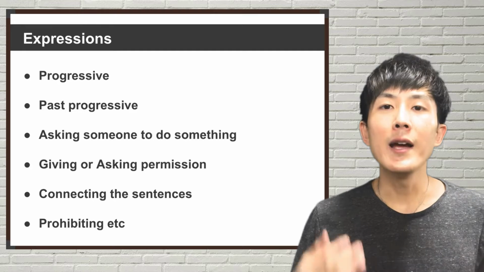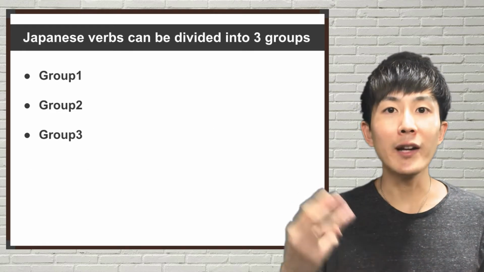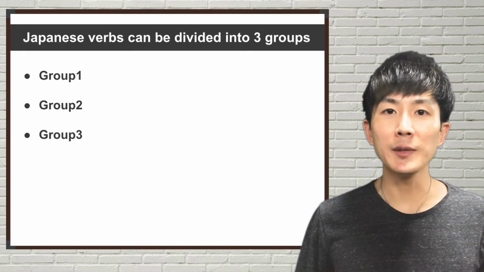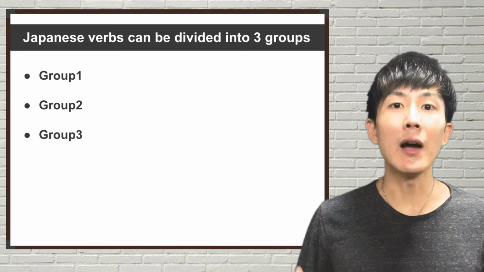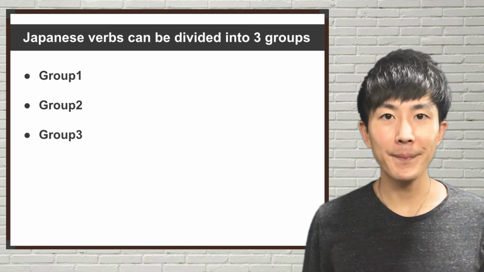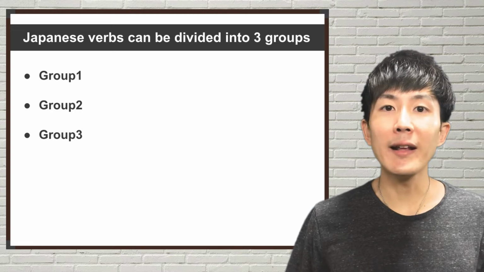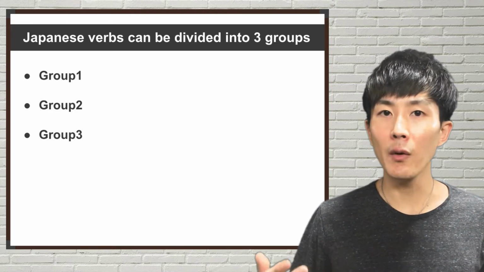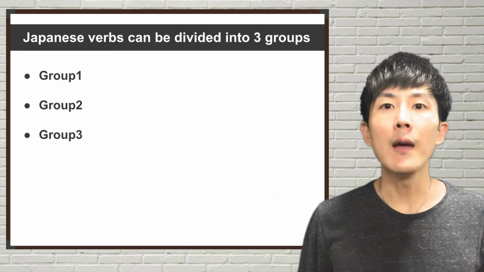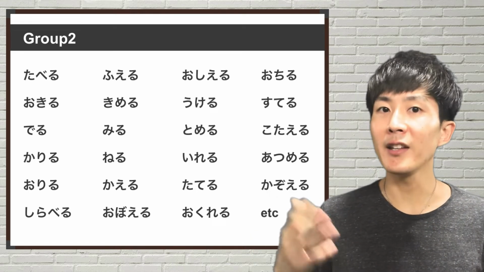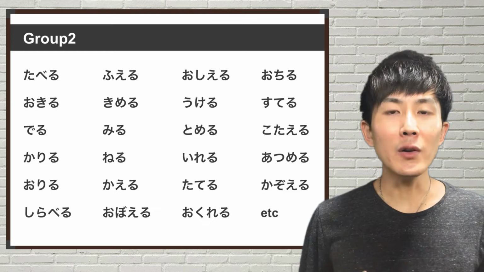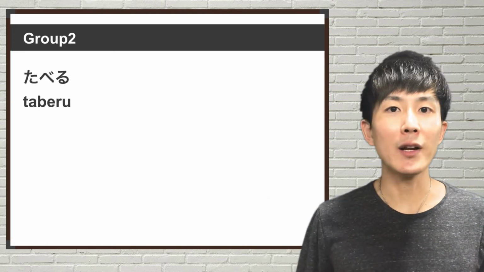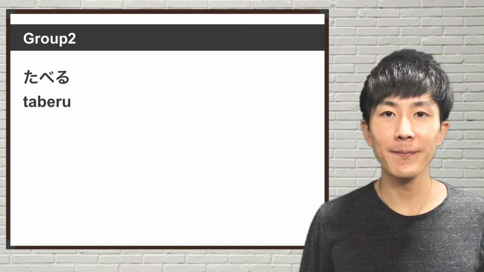Okay, first, Japanese verbs can be divided into 3 groups. Each of the groups has different conjugation rules, so I'm going to explain it one by one. Actually, group 1 has very complicated conjugation rule, so I'm going to explain the conjugation rule for group 2 first. Verbs which belong to group 2 are here. I'm going to use this verb to explain the conjugation rule for group 2.